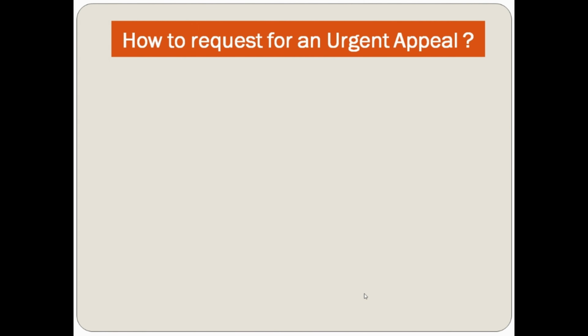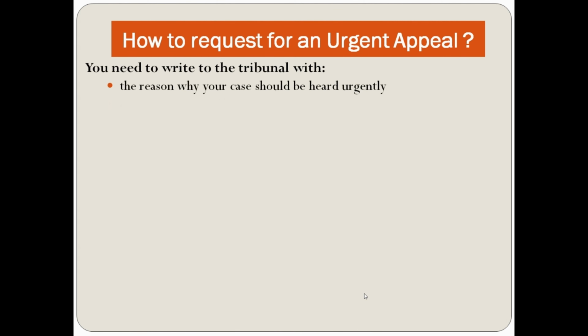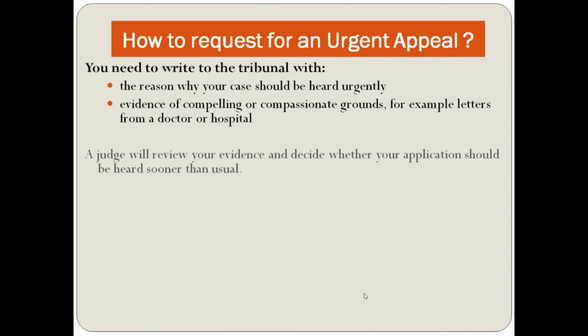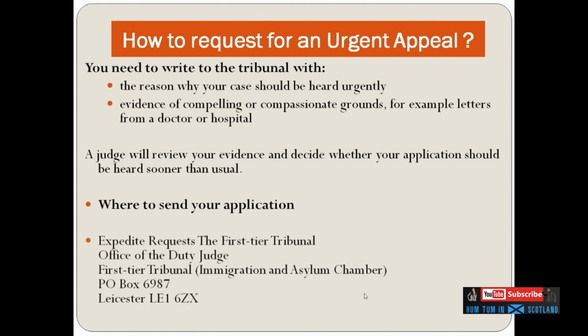How to request an urgent appeal? You need to write to the tribunal with the reason why your case should be heard urgently, and evidence of compelling grounds, for example, letters from your doctor or hospital. After that, the judge will review your evidence and decide whether your application should be heard sooner than usual. To send your application, you need to send it to the address provided below.